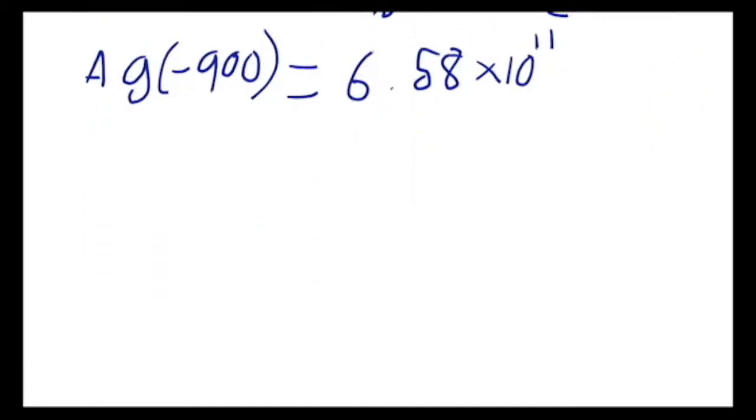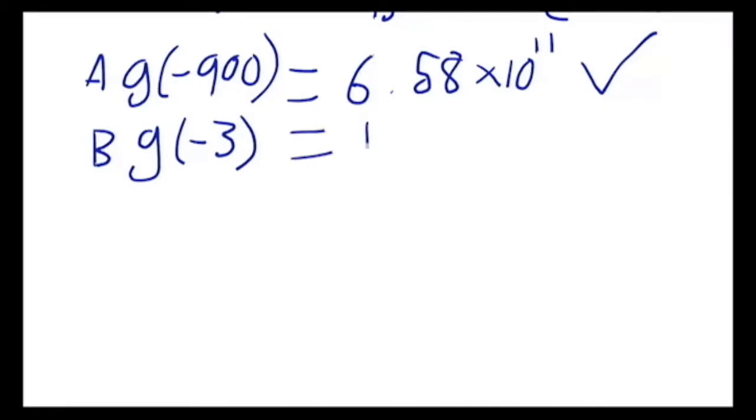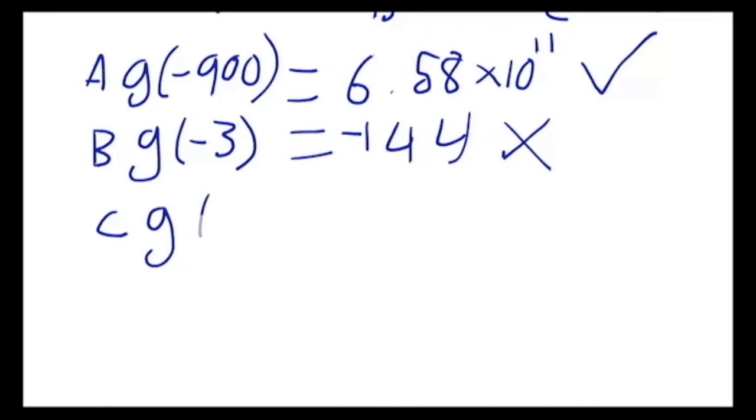So if I plug in negative 900, I'll get 6.58 times 10 to the power of 11. That's positive, so this is greater than or equal to 0, so it's a part of our answer. For the next one, I'm going to plug in negative 3, and I'll get negative 144. Now, because this is negative, that means it's less than or equal to 0, so it's not a part of our answer. Now I'm going to plug in 2, and I'm going to get 6, so this is a part of our answer.